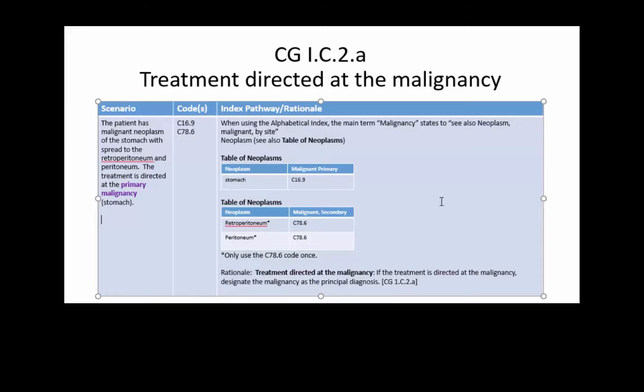In this case, this patient has primary stomach cancer that has spread to the retroperitoneum and the peritoneum. So you see that in the table of neoplasms, I'm in the malignant primary column to find the code for the stomach cancer. And then I'm in the malignant secondary column to find the codes for retroperitoneum and peritoneum. Because those two, retroperitoneum and peritoneum, have the same code, you're only going to use that code once. All of that just to give you an example of a guideline when the treatment is directed at the primary malignancy.